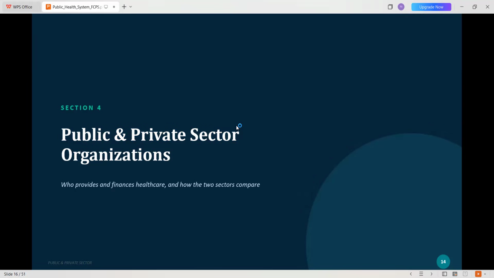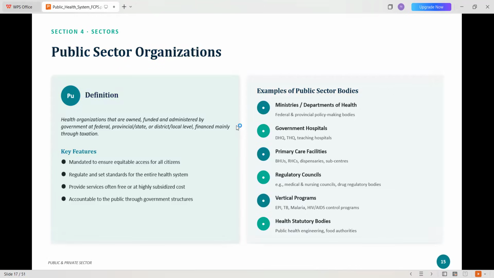Next is the public and the private sector organization. Public sector organizations are health organizations that are owned, funded, and administered by the government at the federal, provincial, and district level, financed mainly through taxation. The key features include being mandated to ensure equitable access for all citizens, regulating and setting standards for the entire health system, providing services often free or at highly subsidized cost, and being accountable to the public through the government structure.